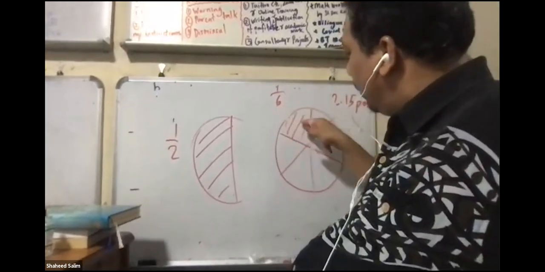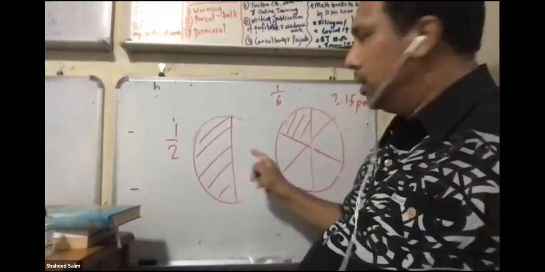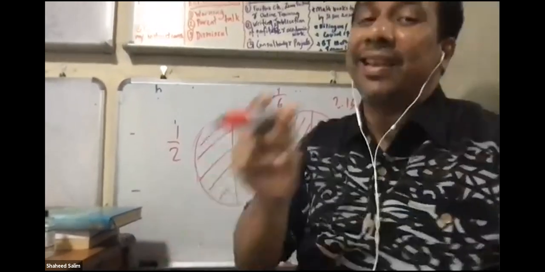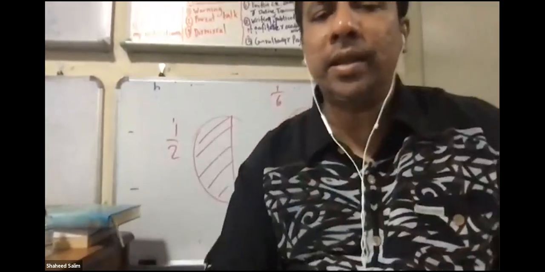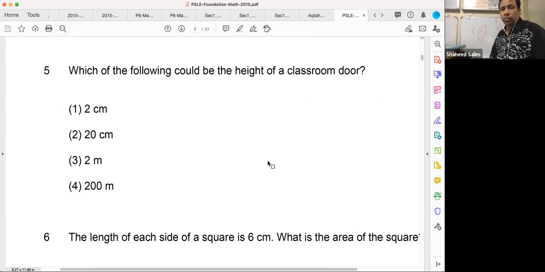This number means I divide into how many parts? The fewer the parts, the bigger each part. The more parts, like 1/100, the tinier it is. So which one is the greatest? You have to think again. Which one? Yes, number 1. Okay, number 1. You try.